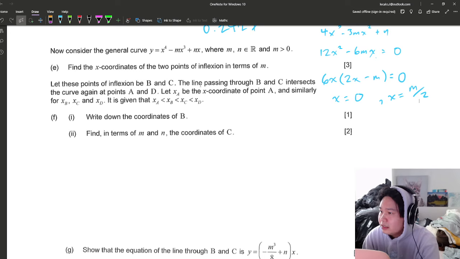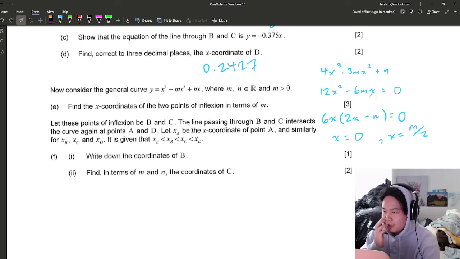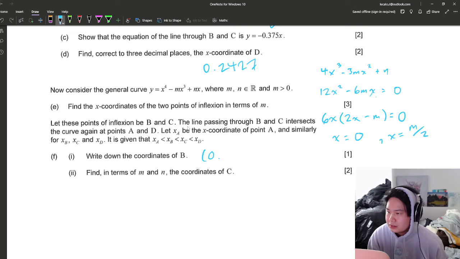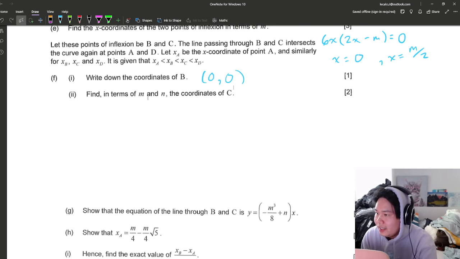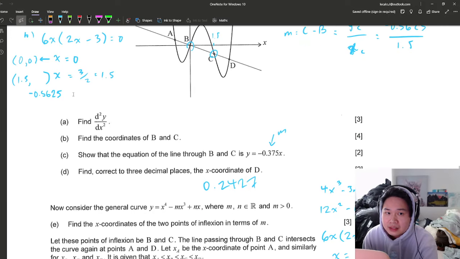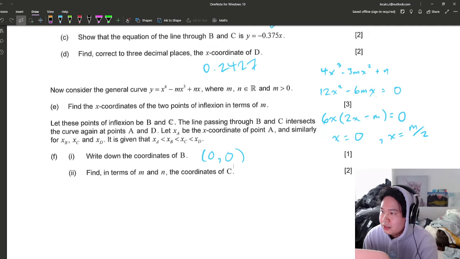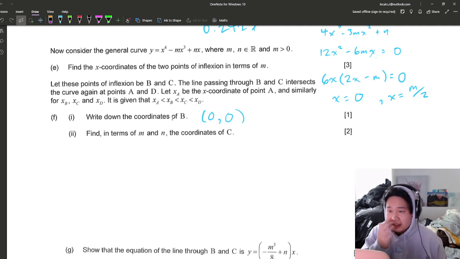Then the line passing through BC intersects the curve again at A and D. Yeah, we know this. Okay. Write down the coordinates of B. B is always this one. It has to go through the origin. So easy peasy. And then find, in terms of m and n, the coordinates of C. C is the second point of inflection. So same thing, we're gonna plug in m over 2 into the function. And then, I guess, simplify it so it looks nice.